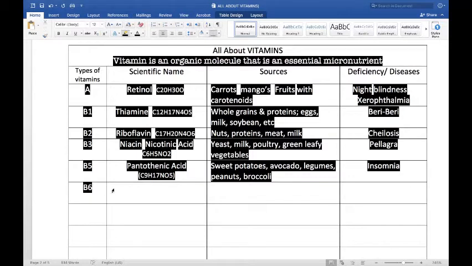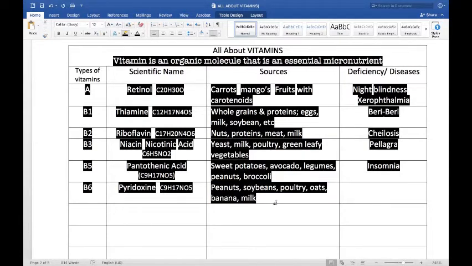Next is vitamin B6. Vitamin B6 is known as pyridoxine, and this is its chemical formula. Pyridoxine can be found abundantly in peanuts, soybean, poultry, oats, banana, and milk. A lack of vitamin B6 may cause microcytic anemia. Microcytic anemia is also known as iron deficiency. Now, in this specific type of anemia, the red blood cells are smaller in size. Thus, there is a lack of oxygen being traveled to the tissues and organs.